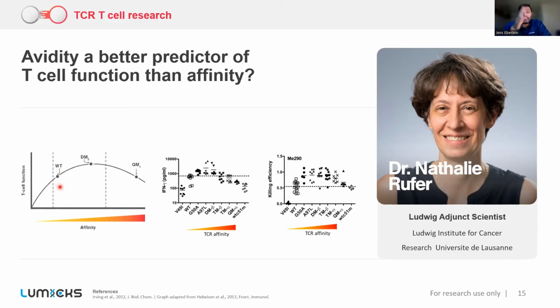She did affinity tuning. She increased the affinity, as measured by SPR, of this TCR and created higher and higher affinity versions. And when she plotted the affinity as measured by SPR over T cell function, which could be interferon gamma secretion, killing, or IL-2 secretion, she saw that it's a bell-shaped curve. As you affinity mature your TCR, you have a gain of function up to a certain point. And when the affinity of the TCR is too high, you see at some point a drop. So you have this bell-shaped drop. There's a non-linear relationship between affinity and function.